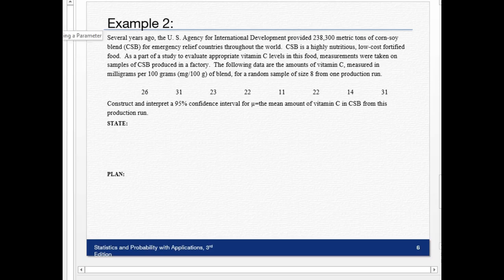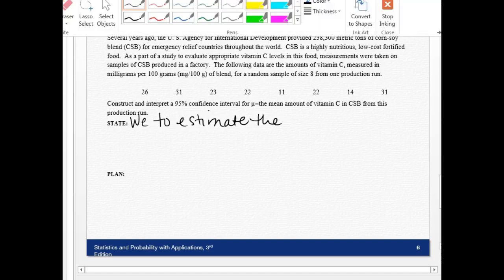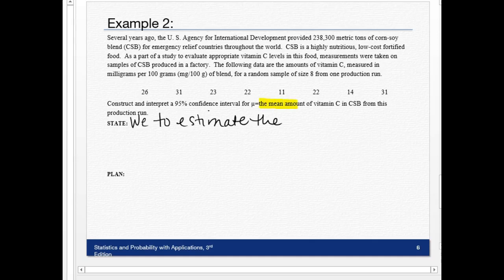All right, for state, let's do this, okay? Since we want to estimate, use your phrase right out of the problem. Here it is, the mean amount of vitamin C in CSB in this production run.